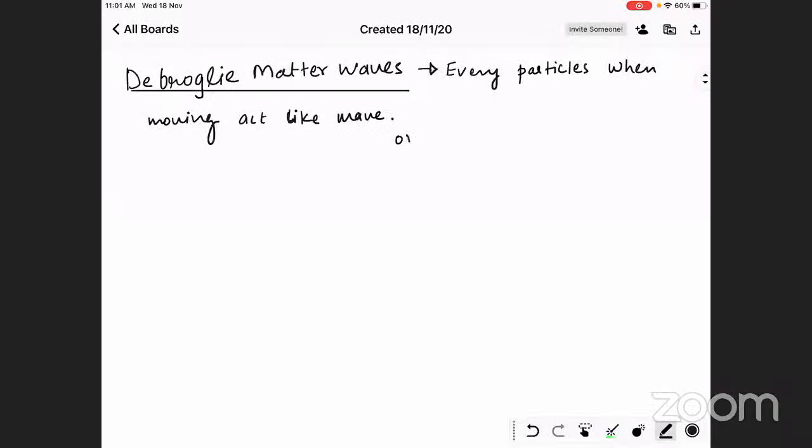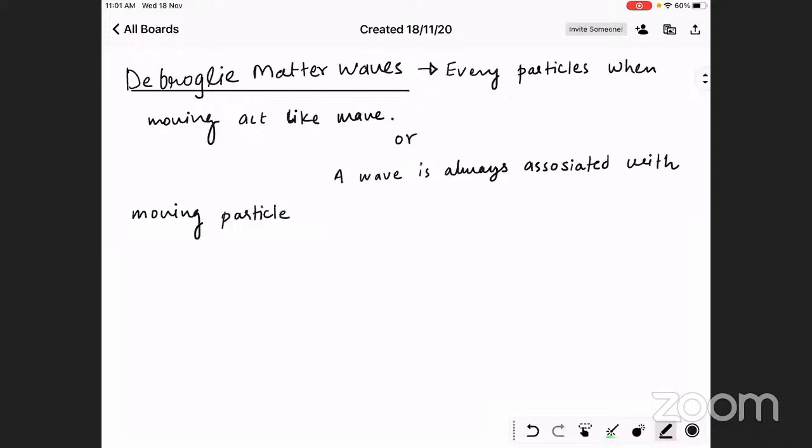A wave is always associated with a moving particle, called a matter wave.